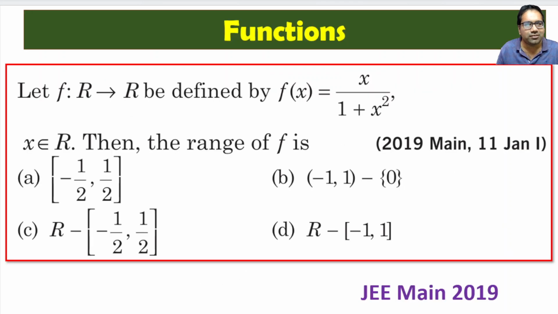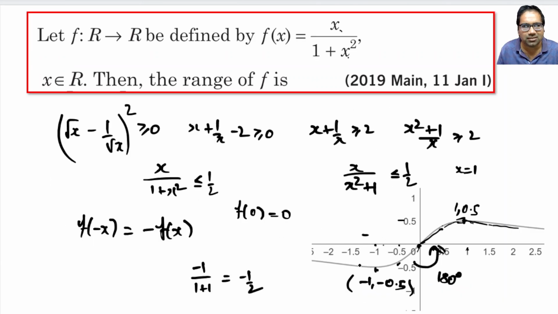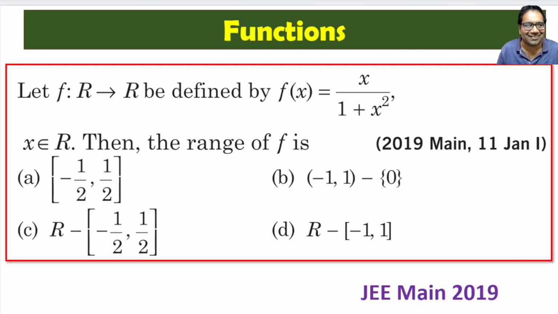Very simple question. So what is the range of this function? Range means the limit of y's, right? From where to where this function is going. It is going from minus 0.5 to 0.5. This function can never become, let's say, 2 or 10 or whatsoever. It can only range, y equal to x by 1 plus x square, between plus 0.5 and minus 0.5. So that is the correct answer. The range is minus 1 by 2 to 1 by 2, in a closed bracket, both inclusive.